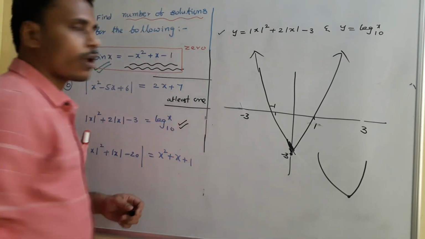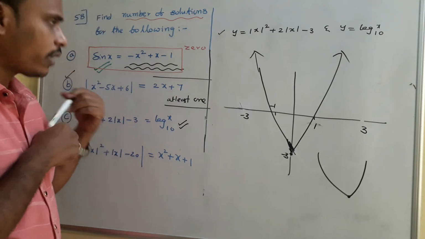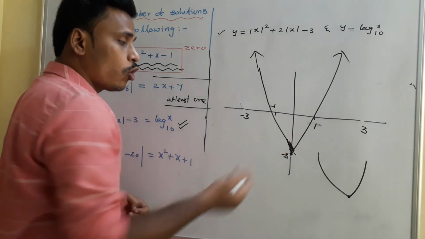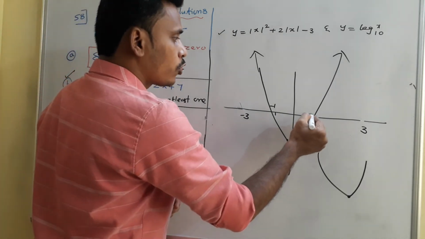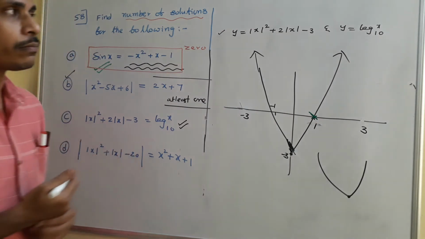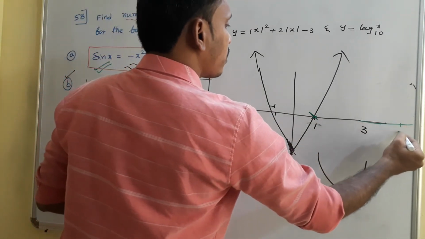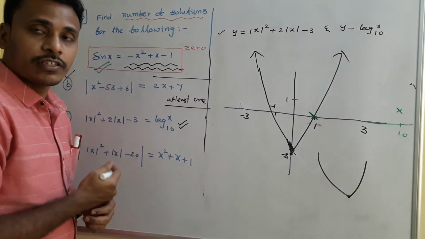minus 3. Now we need to sketch the graph of log x base 10. I think you are familiar with log x base 10. At x equals 0 there is no graph. At x equals 1, the value is 0, so for sure the graph will pass through this point. At x equals 10 the value is 1. Log 10 base 10 is 1, right?